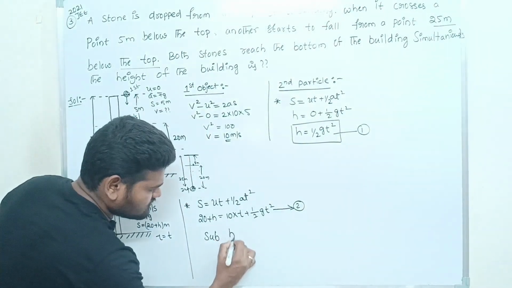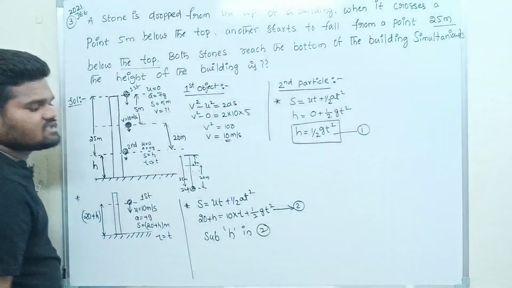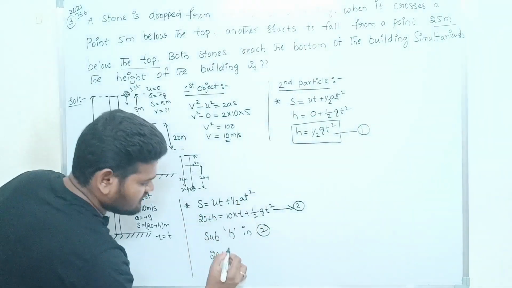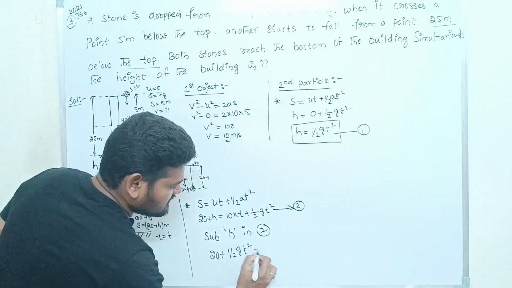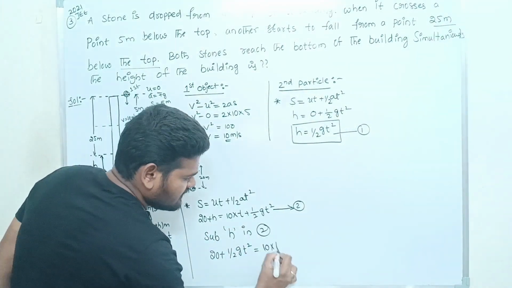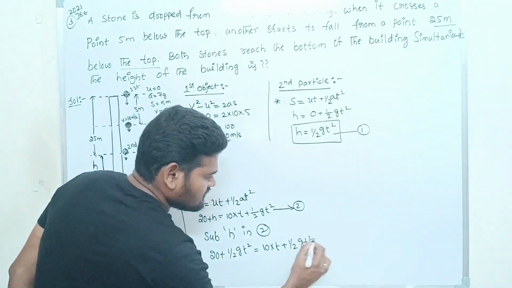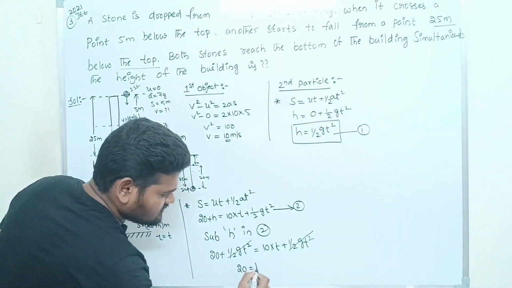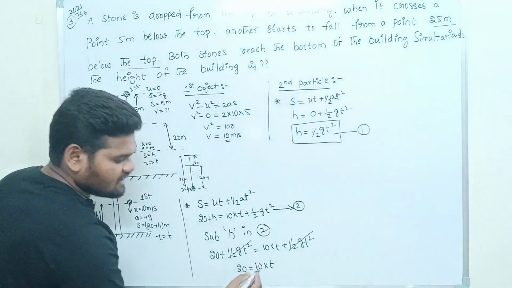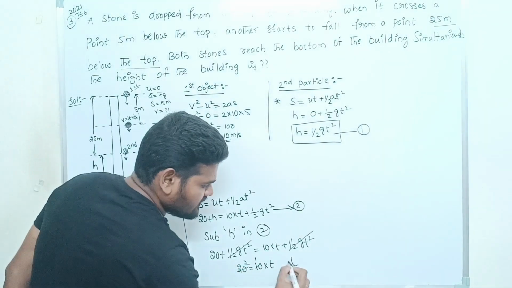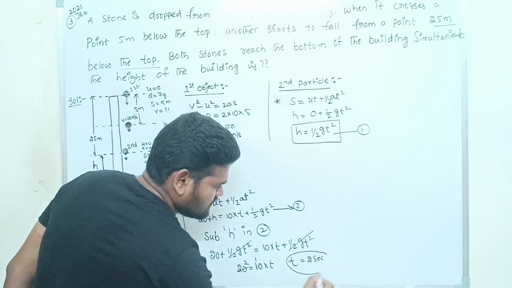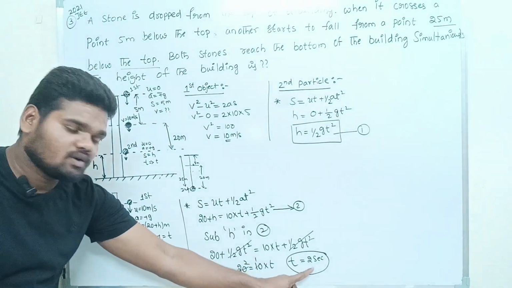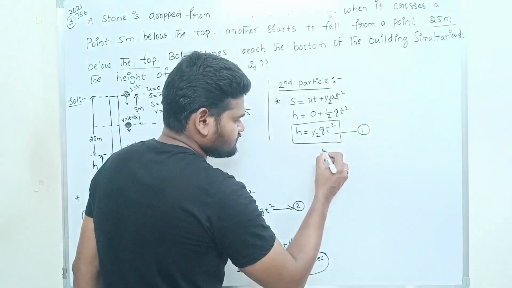Substitute small h in equation 2. So 20 plus small h is equal to half gt square, and this is equal to 10 into t plus half gt square. So half gt square gets cancelled out, and we get 20 is equal to 10 into t. So 10 ones are 10, 10 twos are 20. We got time is equal to 2 seconds. That means the time taken by this object to reach the ground is 2 seconds.